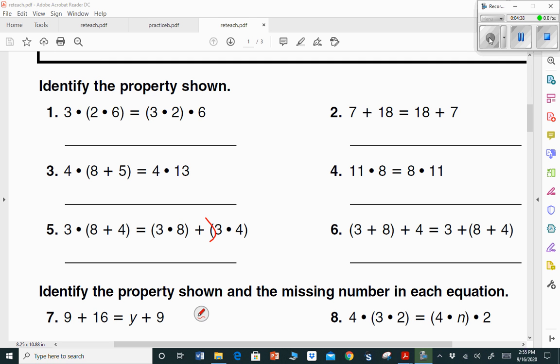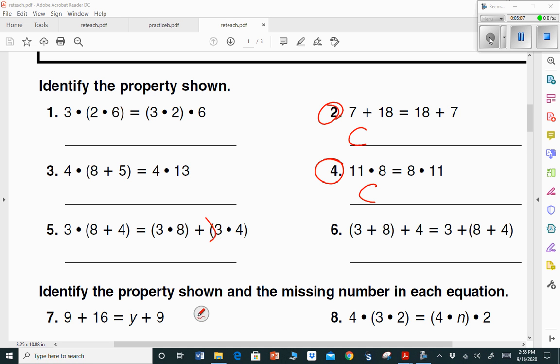So let's just go ahead and look for the commutative property. The commutative property didn't have any parentheses in it, okay? So number 2, we're just changing the order of addends. That one is the commutative property. Number 4, no parentheses there. We're just changing the order of factors in a multiplication problem. Commutative property. All the other ones have got parentheses in them.